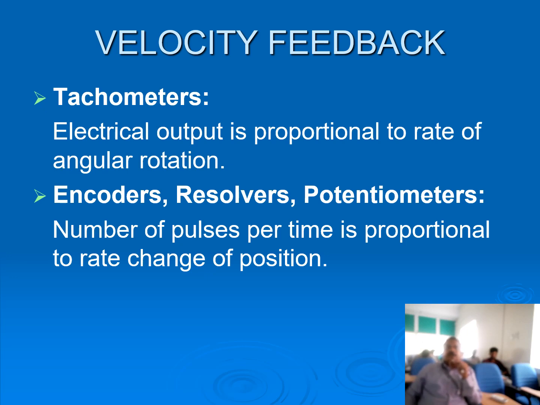Then the velocity feedback. As I was telling in the previous slide, tachometers are used to give the speed parameter. So the electrical output is proportional to the rate of angular rotation in tachometers. In encoders, resolvers, and potentiometers, the number of pulses per time is proportional to the rate of change of position. So whether it is an encoder, resolver, or potentiometer, they represent a change of position. So change of position, they give as number of pulses as the output.